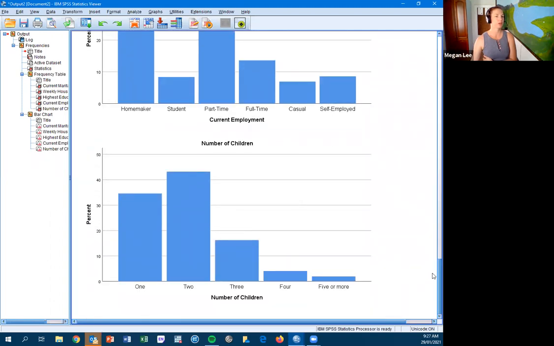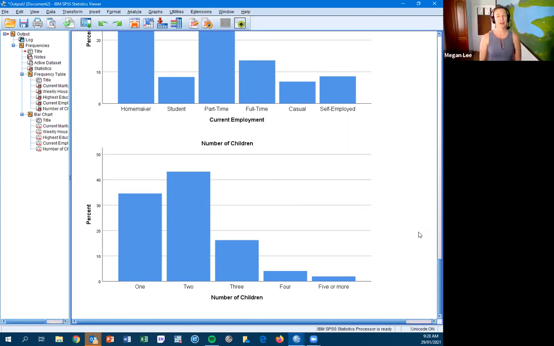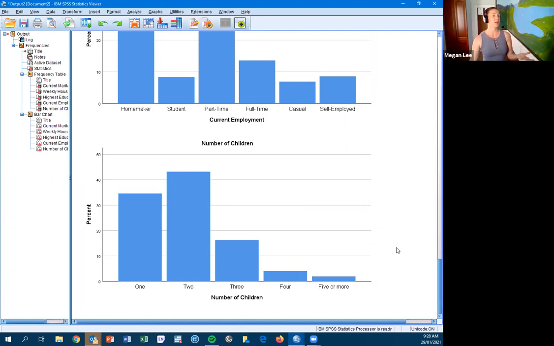Number of children, what have we got? Most have 2. Pretty normal. Or less than 2. It is now. That would have been different back in the 80s. I think 3.5 was the average back then. It's going down. Yes, so there are our categorical descriptives. Pretty good, hey? So now we kind of know what our data set looks like.